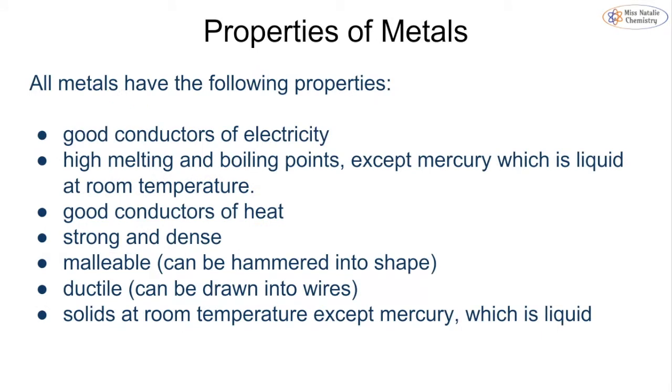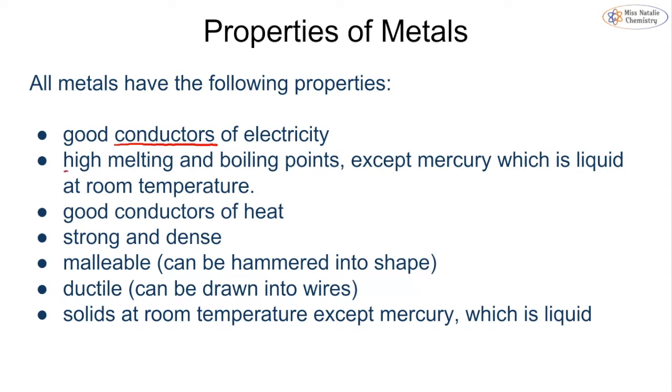All metals are going to have very similar properties and they will all share the following list of properties. Some, however, will be better than others. So all metals are good conductors of electricity, but some will conduct electricity much more than others. You don't need to give specific examples, you just need to be aware that there is a level of difference with these properties. So they are conductors.